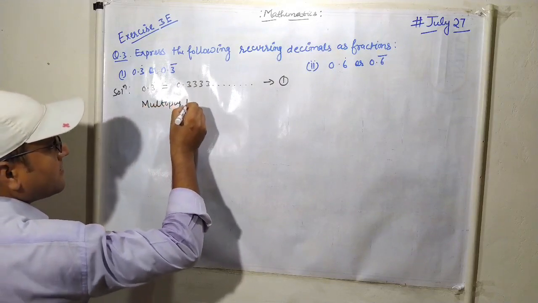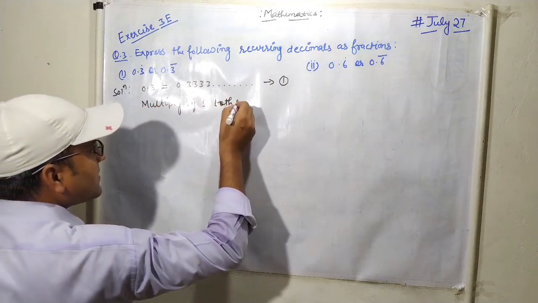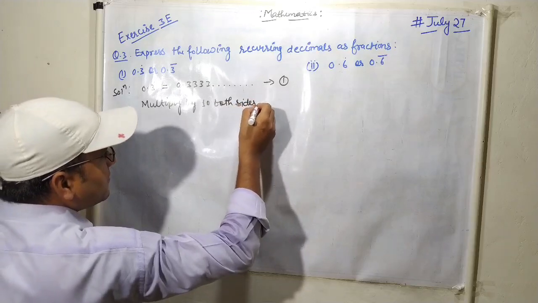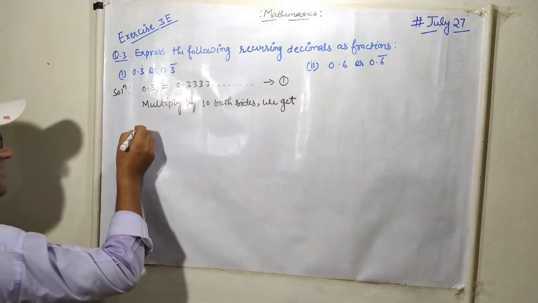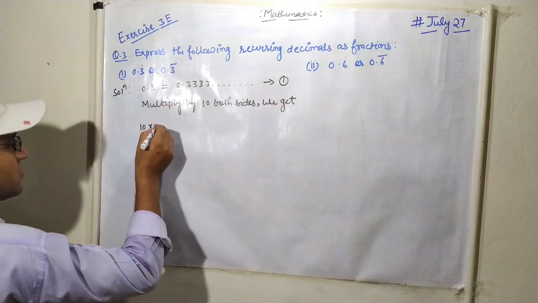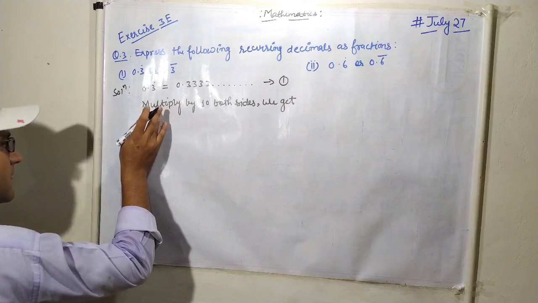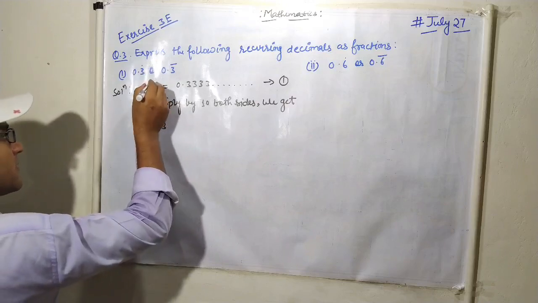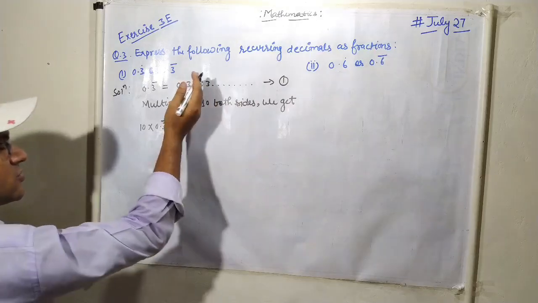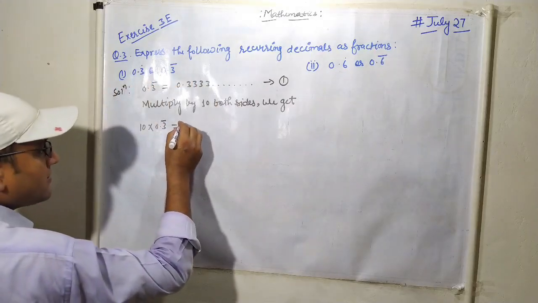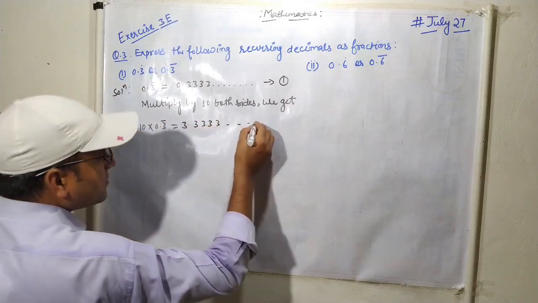Multiply by 10 on both sides. If you multiply by 10 in this one, you will get 10 multiplied by 0.3 bar. I'm using a bar here, okay. And if you multiply this one by 10, the 3 comes to this side, and then here you can use a 4.